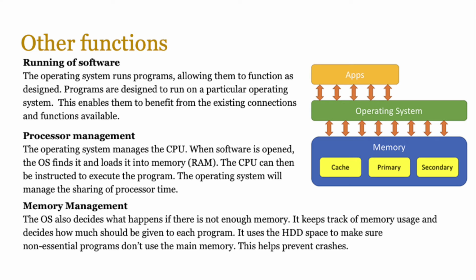The operating system also manages the memory. It decides what happens if there's not enough memory. It keeps track of memory usage and decides how much should be given to each program. And sometimes it uses the hard disk drive space to make sure that non-essential programs don't use the main memory and are stored there. This allows it to prevent crashes. Normally, virtual memory is used for that particular purpose.